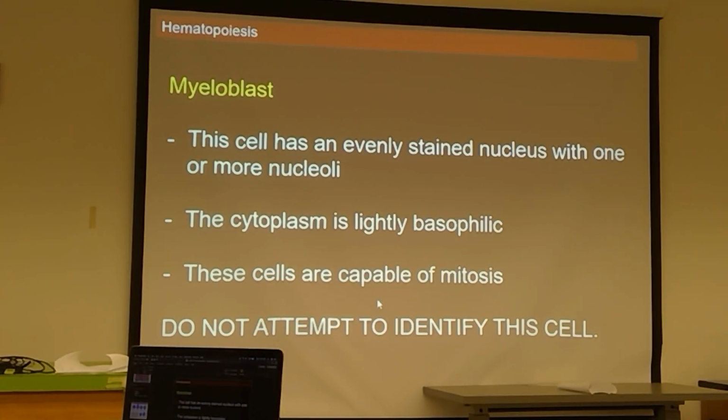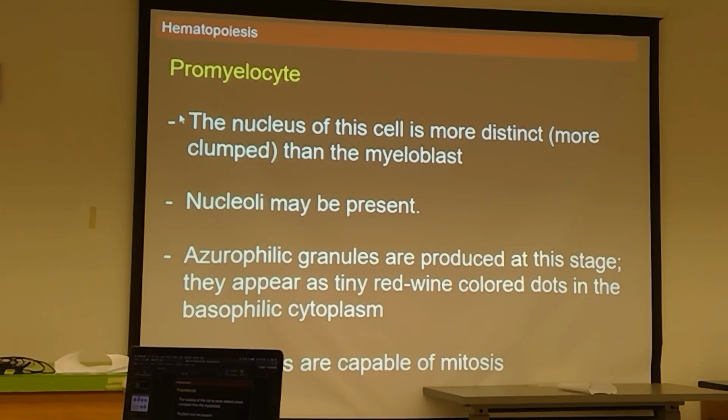So the first one, the myeloblast, we're not identifying that. Just want you to know that that's the first cell in line to make our granulocytes. They undergo mitosis, and that's pretty much it. Myeloblast, first cell in line that we're talking about to make our granulocytes, capable of mitosis. If I ask you what's the next cell in line, the myeloblasts are going to give rise to our promyelocytes.